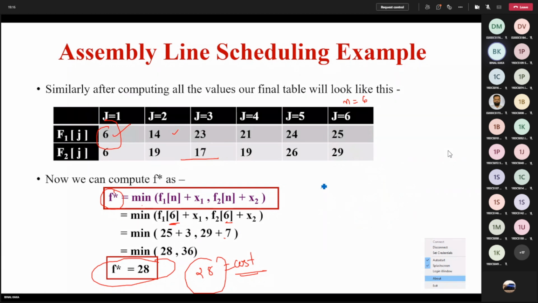So we have to maintain I1, I2, I2j. Okay, my j is equal to 1, j is equal to 2, j is equal to 3, j is equal to 4, j is equal to 5, j is equal to 6. Okay.